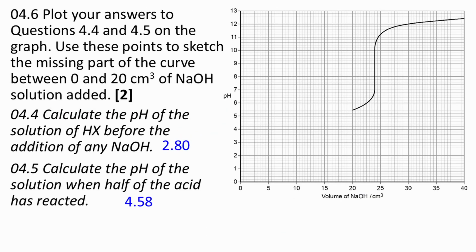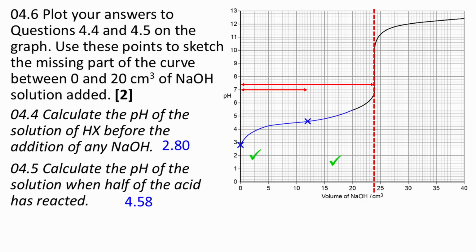The final part of the question requires us to sketch the missing part of the curve. We can plot 2 points on the curve from the values calculated in previous parts of the question. The half-equivalence point occurs when half the volume of NaOH is added to reach the neutralization point, and we know that this value is 4.58. The initial pH of the weak acid is 2.80, so we can plot this value on the curve as well. These 2 points gain the first mark.